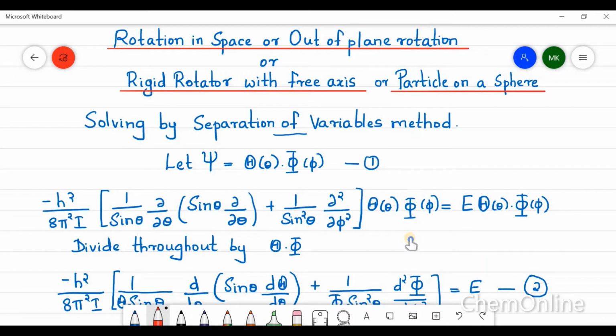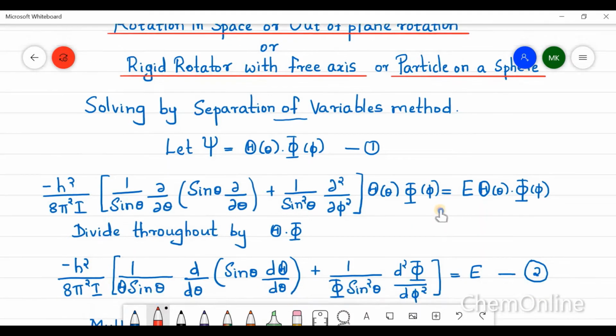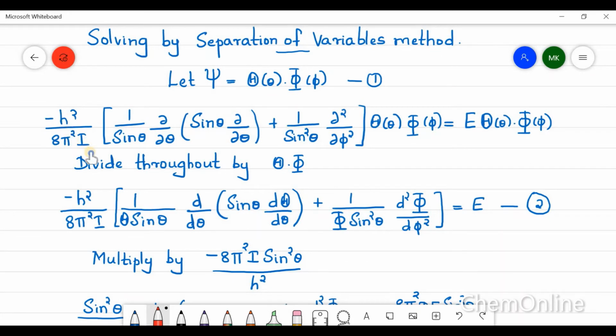The potential energy is 0 and there is no r term. So we can write the Schrodinger equation using the Hamiltonian, that is H psi equals E psi: minus h square by 8 pi square I, 1 by sin theta dou by dou theta of sin theta dou by dou theta plus 1 by sin square theta dou square by dou phi square, into psi. So instead of psi, write theta into phi, equals E theta phi.